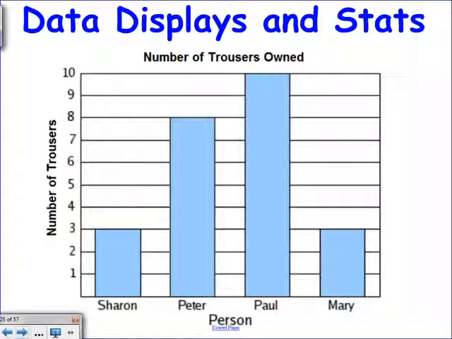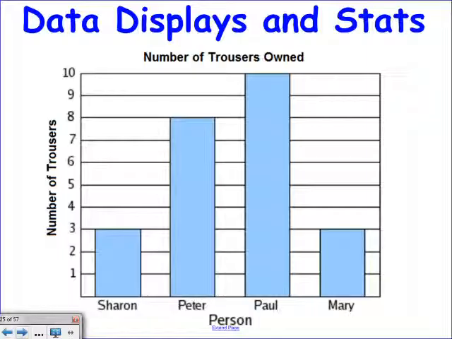Let's ramp it up a little bit. Let's take you back to some bar charts. They can ask you questions on bar charts to do with mean, median, mode and range, because all a bar chart is, is another way of showing our data. So, as we look at the bar chart, we've got the number of trousers owned by 4 people.